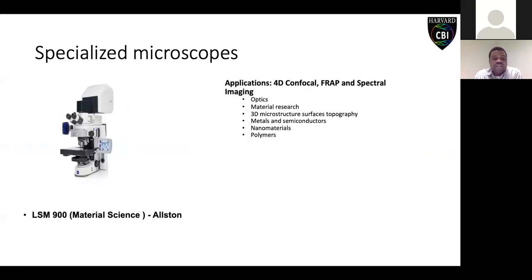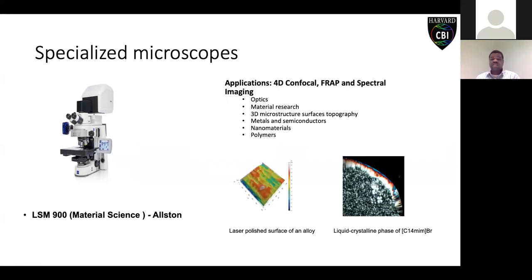And then the final microscope, which is in the Austin Center, is the LSM 900. The system is an upright microscope. As you can see from here, it has the ability to run both a wide field mode and also the confocal mode using the detectors. I've not talked about FRAP, but again, confocal and spectral imaging can be done. And then these are various applications that material science people can use.